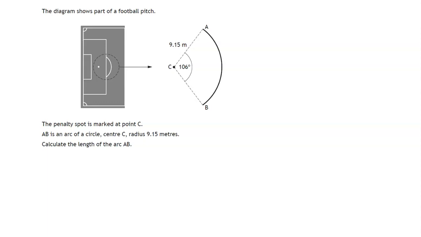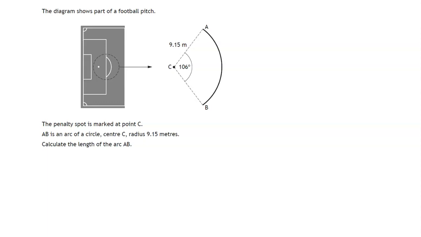So a lot of times with questions like this, it's all about interpreting it, and it actually gives you the right information itself. We don't have to worry about interpreting the picture of the football pitch too much. So it gives us the part of the circle there. What it then says is that AB is the arc of the circle, C is the centre, radius is 9.15, and it wants the length of the arc AB.